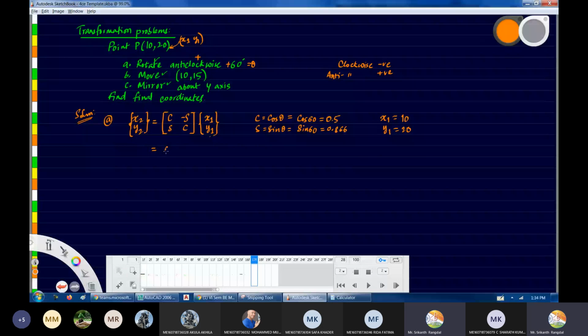So cos is 0.5, sin is 0.866. Now here it is minus sin, so minus we have to take. Here it is plus, and here it is like this. And then here x, y. So this is 10, this is 20. So now you know matrix manipulations, how to do the matrix multiplication. We have to proceed in this direction, and this we have to proceed downwards. Correct.